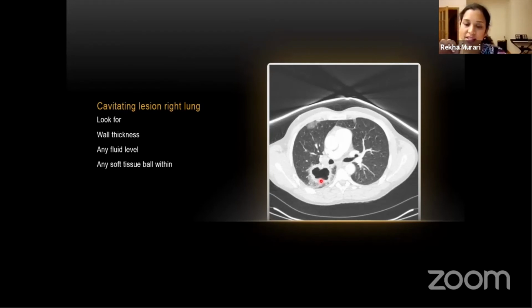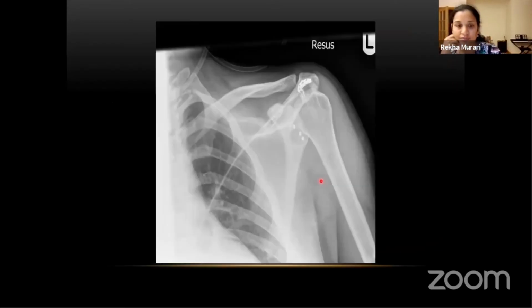So it's unlikely unless the bulla is infected. Shoulder surgery, ribs broken, dislocation. I think I'm more looking for a lung abnormality. The bones are all right. Pneumothorax. There we go. Yes.